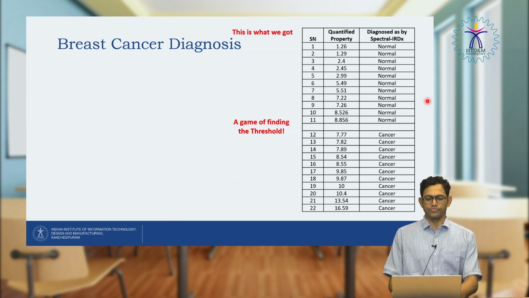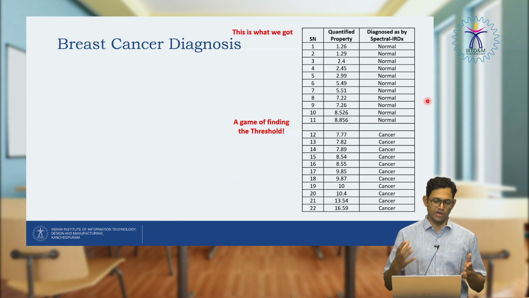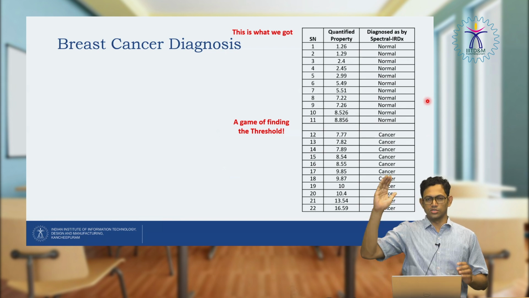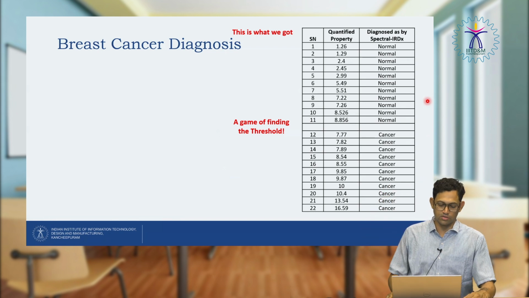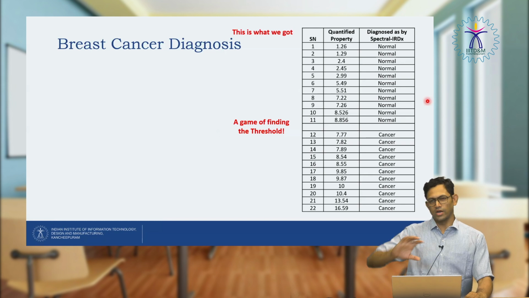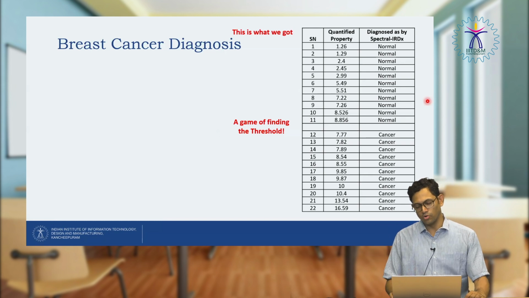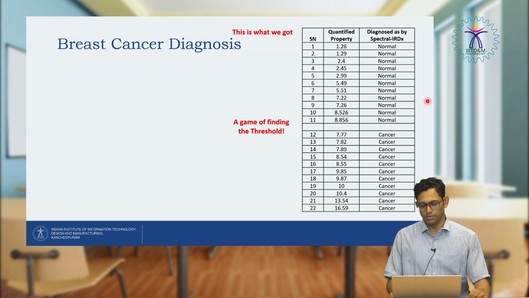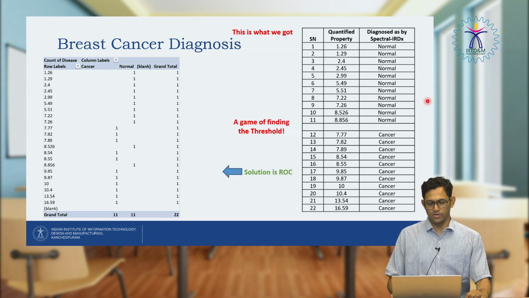But how do you find the threshold? You can take help of the ROC, that is the receiver operating characteristic. To get that ROC, you can also put this data into Origin Pro and you get the ROC. It's a very simple way of doing it. What I am going to show you is the approach that we implemented in an Excel sheet. If you don't have Origin Pro, you can try with an Excel sheet as well.